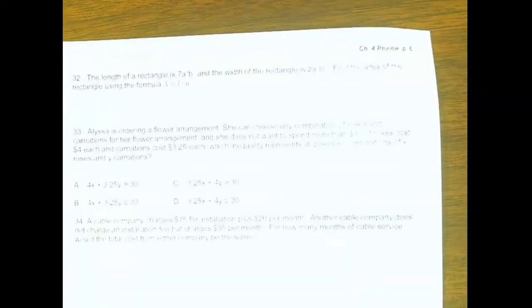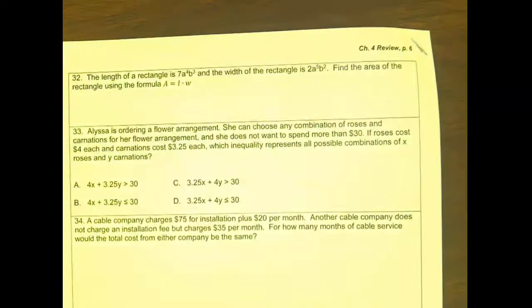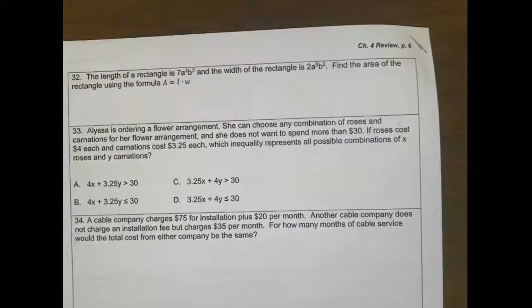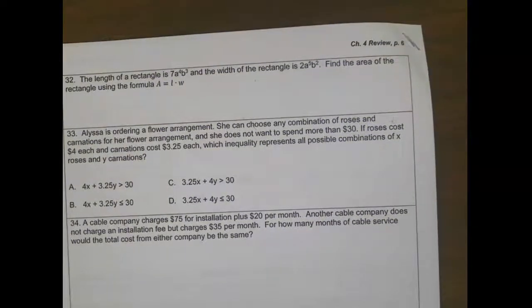All right, let's flip to the very back. The length of a rectangle is 7a to the 4th, b to the 3rd, and the width of the rectangle is 2a to the 5th, b squared.